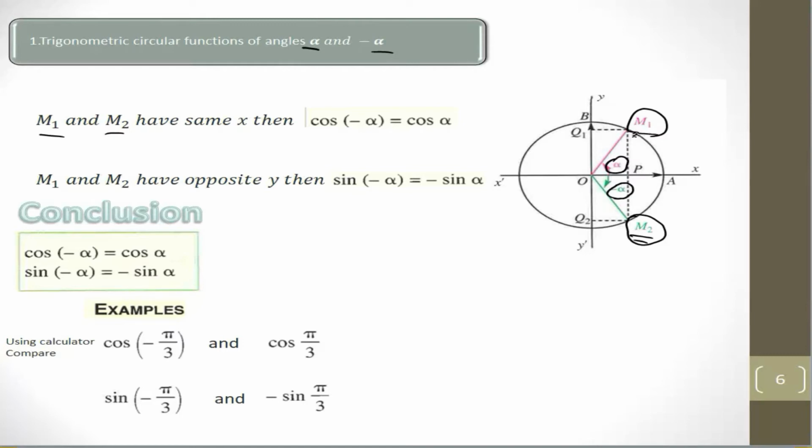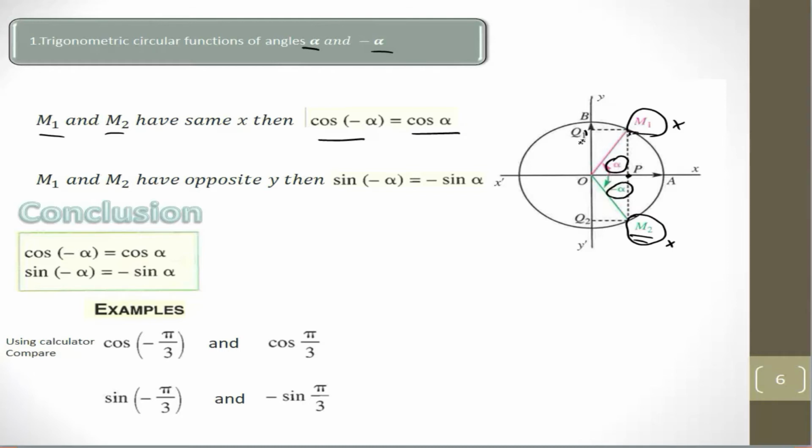So let's check M1 and M2, and let's compare the coordinates. If M1 has x here and M2 has x again here, in the same location, it means that x of M1 and x of M2 are equal, the same. Which means that cosine alpha and cosine minus alpha are equal. Right? And let's just compare y.